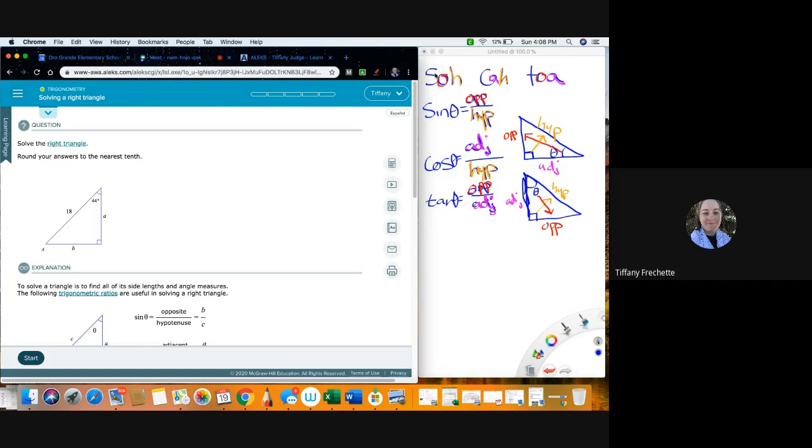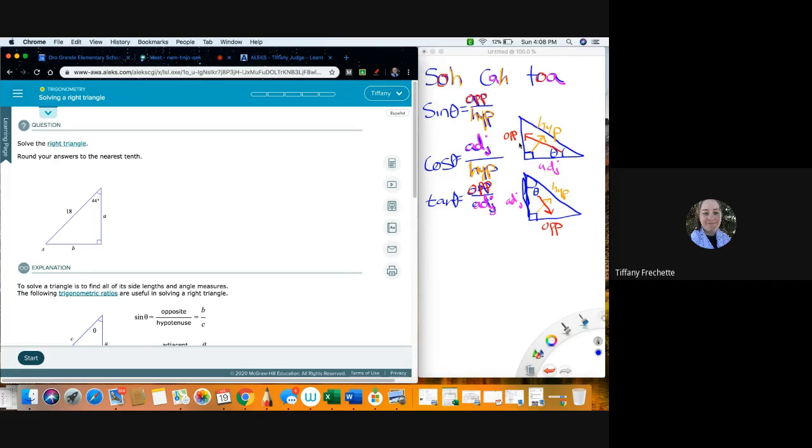So you just say SOH, because sine is opposite over hypotenuse. CAH, cosine is adjacent over hypotenuse. TOA, tangent is opposite over adjacent. Again, it's just meant to help you remember the order without having to write them out fully, because you could just write this out so you remember which ones you're using for each, because it is a little hard to remember just off the top of your head when you're thinking about it.